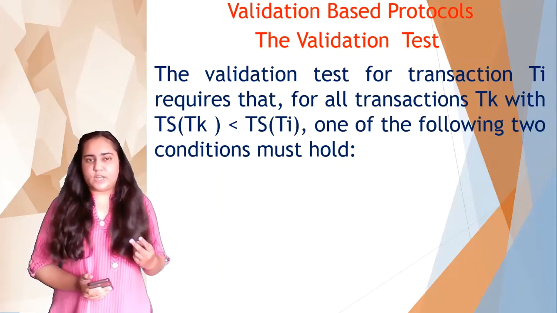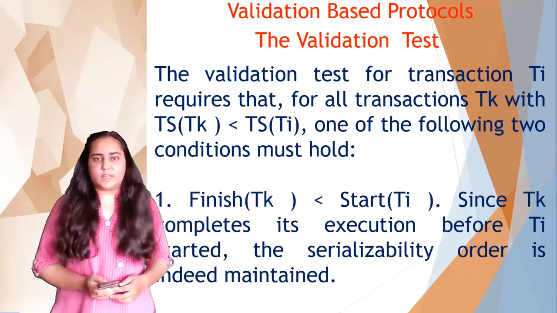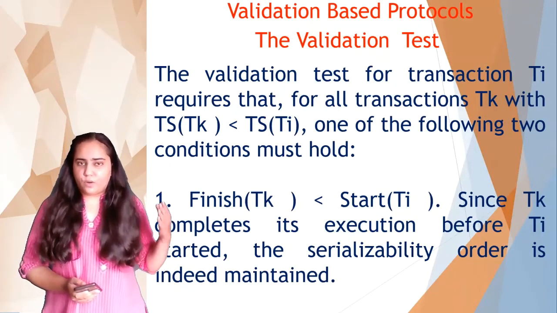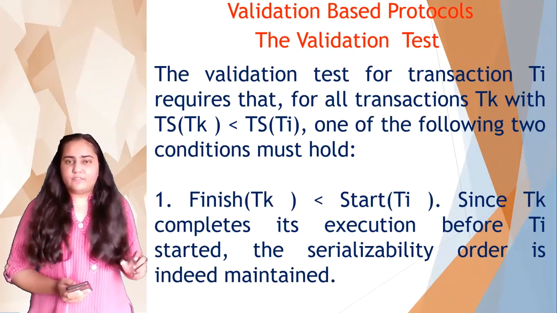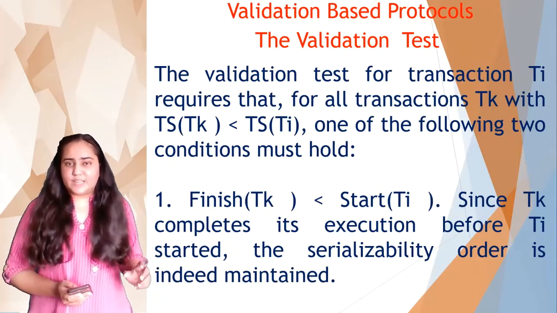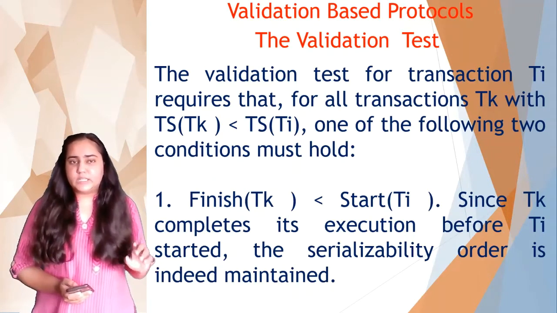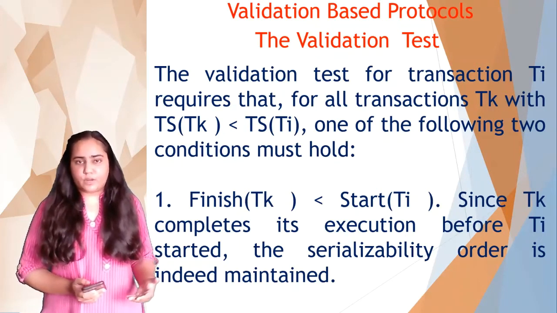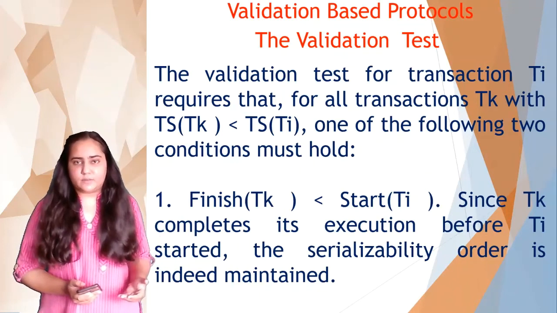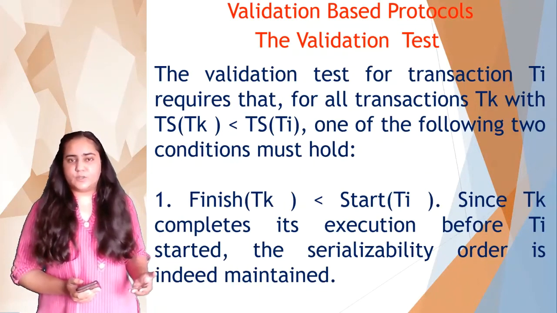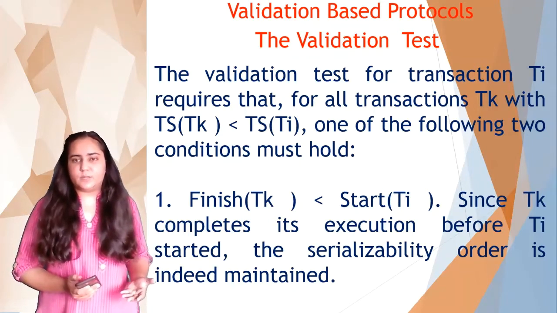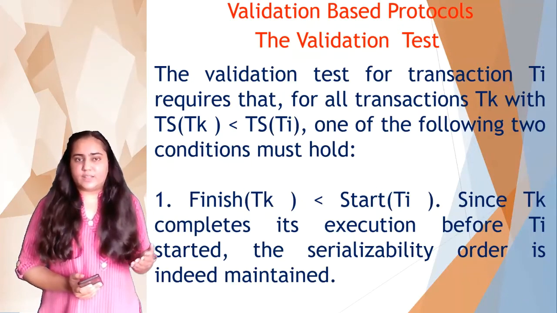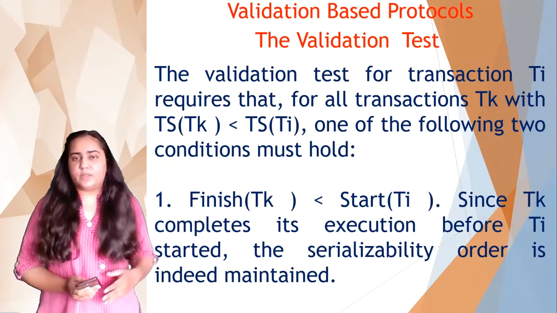And for that, we need to check two conditions. The first condition is that Finish(Tk), the finish time of all the transactions which have arrived into the system before Ti, must be less than Start(Ti). That means Ti should start its read phase only after the other transactions that arrived before it have finished their write phase. Since Tk completes its execution before Ti starts, obviously the serializability order is maintained, because Ti is going to wait for the other transactions that arrived before it to finish their work first.